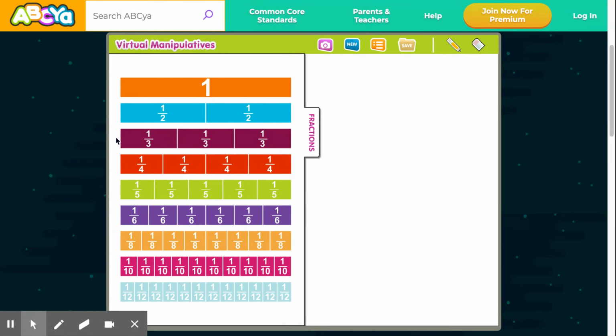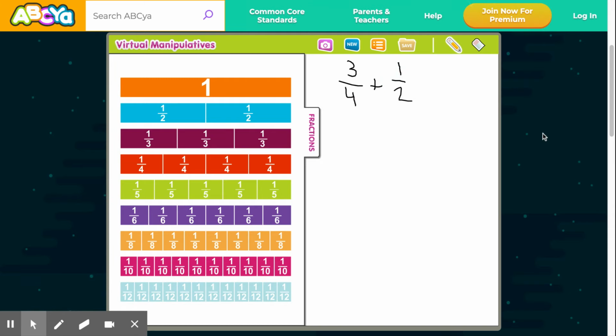So that way, if you're having a little bit of trouble trying to recreate some equivalent fractions, you can just drag and drop these tiles over here and line them up without a problem. So I'm going to start off really easy. Let's do 3/4 plus 1/2.